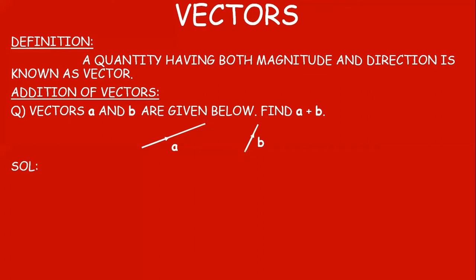So the solution: this one is vector A. Now I will put the tail of the second vector B at the head of vector A. Now this one. In this way, we can add the vectors when we want to.